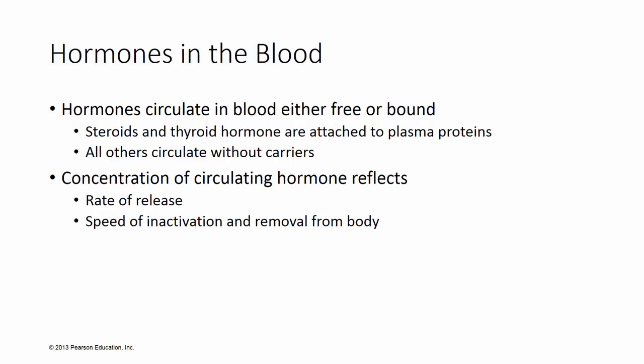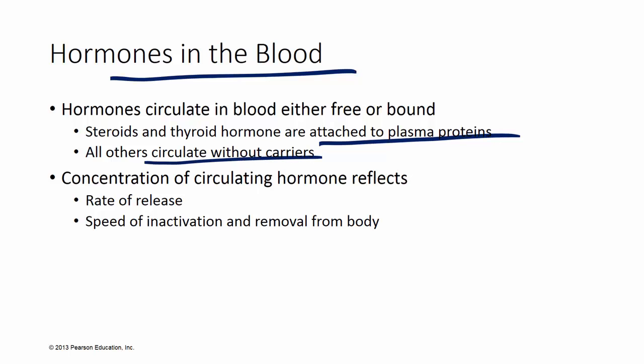All right, so how do these hormones get to their target? Well, we know they're in the blood. And how do they circulate in the blood? Are they just freely floating around? Are they carried by something? Well, your steroid hormones and your thyroid hormones are usually attached to big plasma proteins. So they catch a ride and are transported through the blood on these large plasma proteins. Your other hormones, your amino acid-based hormones, can just circulate without a carrier.